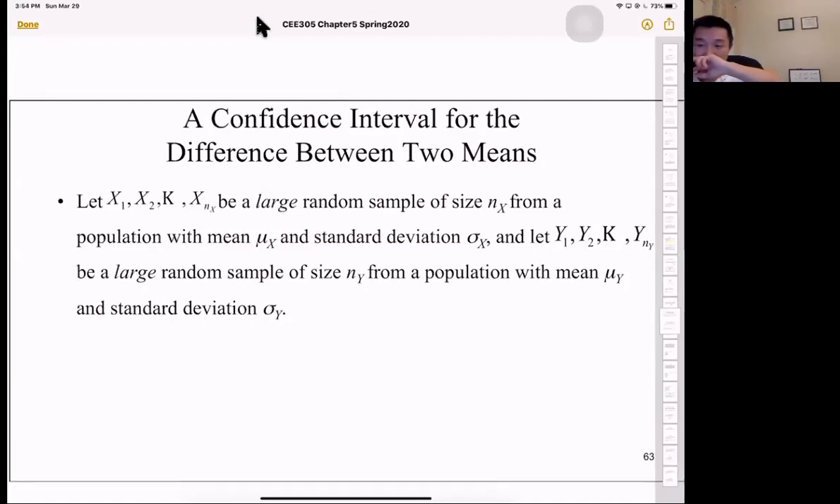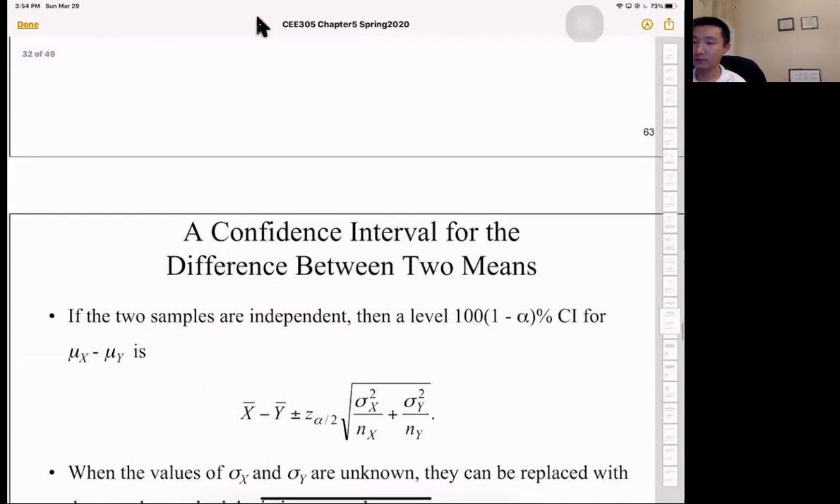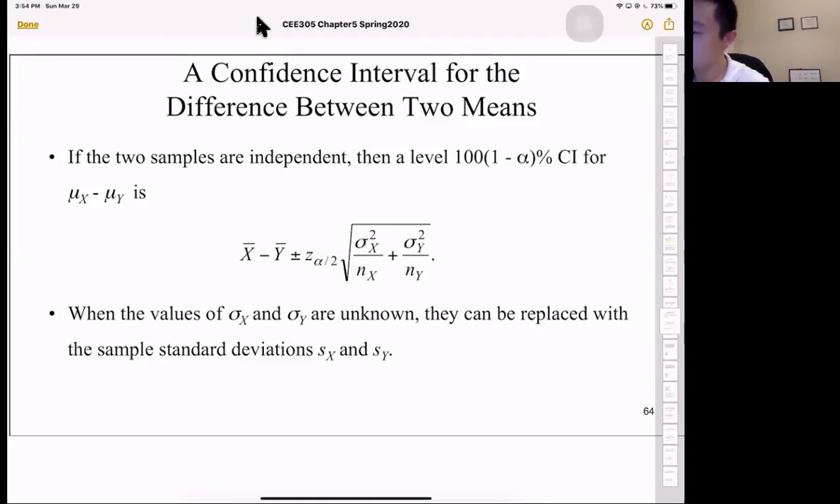If x1, x2 to xn is a large random sample from a population with mean mu x and standard deviation sigma x, and if y1, y2 to yn is another large sample of size ny from a population with mean mu y and standard deviation sigma y, and the two samples are independent, then we can calculate the confidence interval of mu x minus mu y based on this equation.